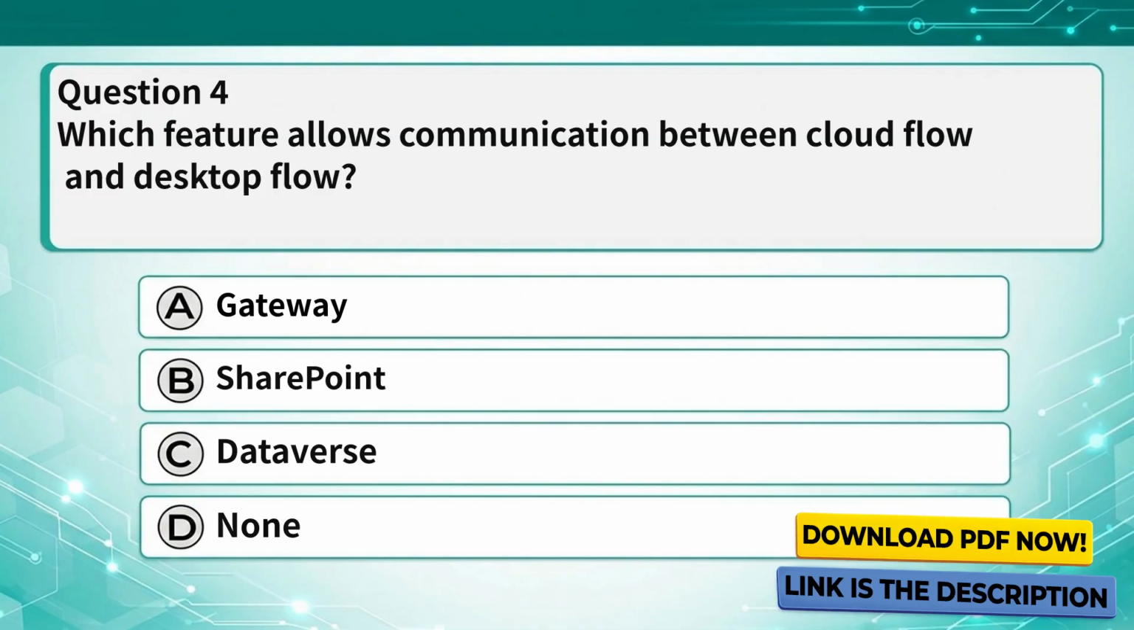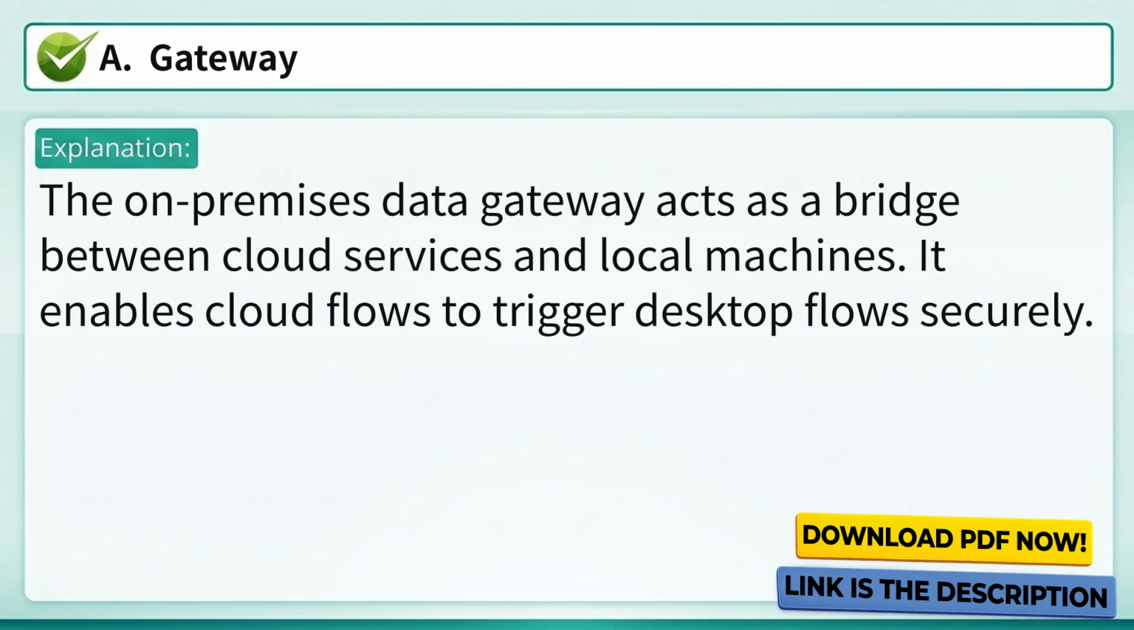Question 4. Which feature allows communication between cloud flow and desktop flow? A. Gateway. B. SharePoint. C. Dataverse. D. None. Correct answer, A. Gateway. Explanation: the on-premises data gateway acts as a bridge between cloud services and local machines. It enables cloud flows to trigger desktop flows securely.